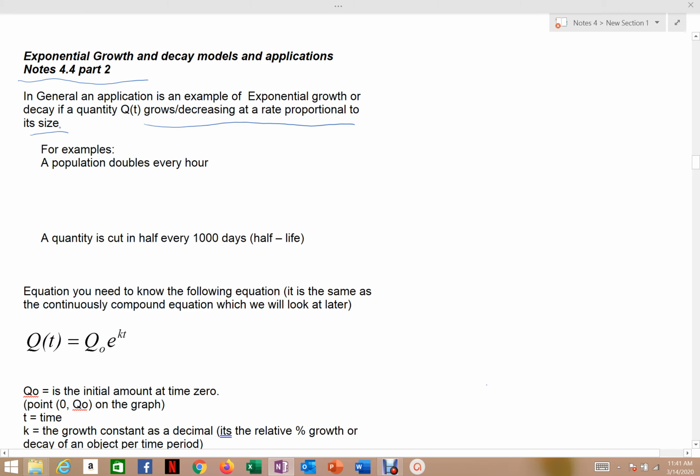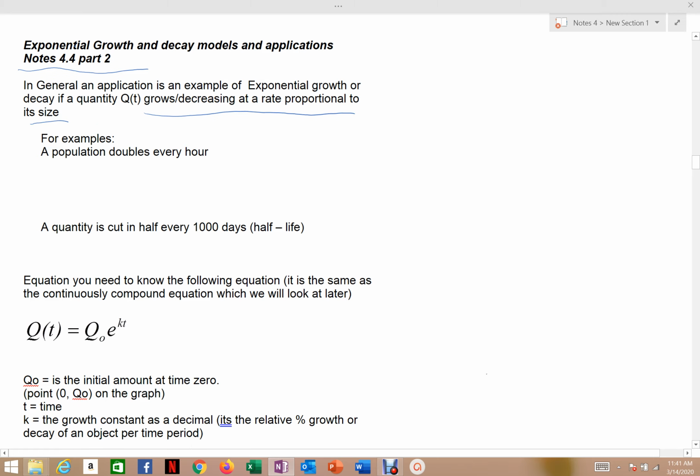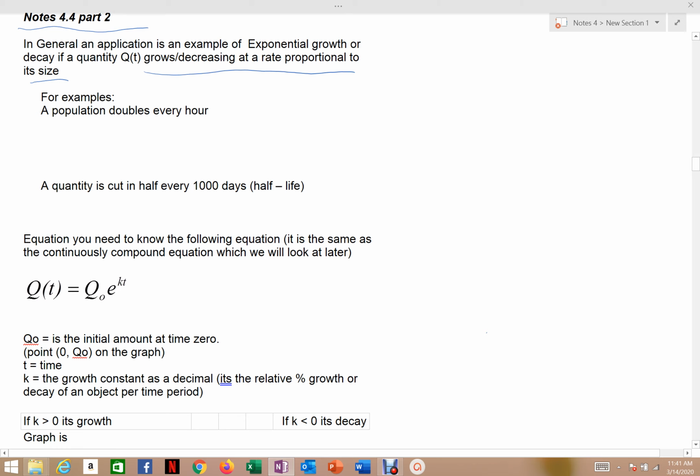Now, just to give you an idea of some examples of that, I'm looking at 2 different cases here. So the first case is the growth case, right? A population doubles every hour, right? So this would be growth. All right, and it's growing at a rate proportional to its size because the population's doubling by the population size every hour. So suppose I start out with a small population. All right, so I have 10 people.